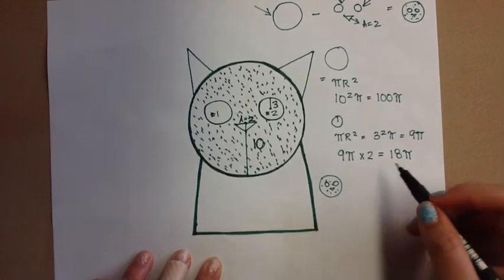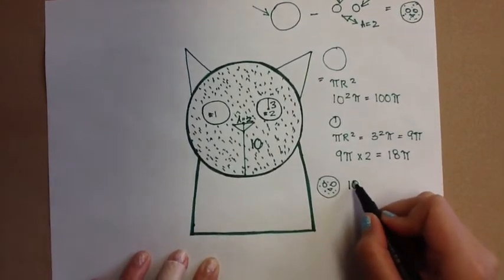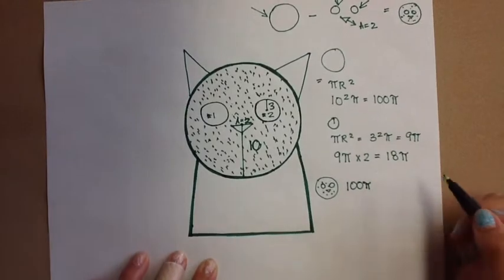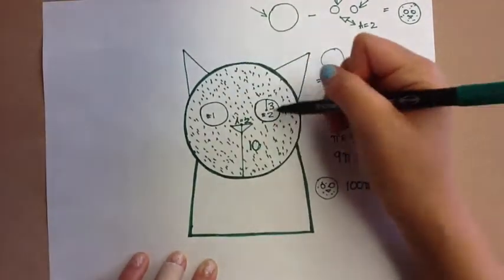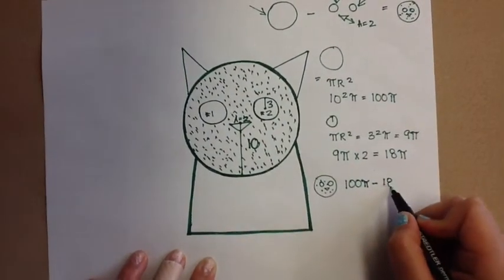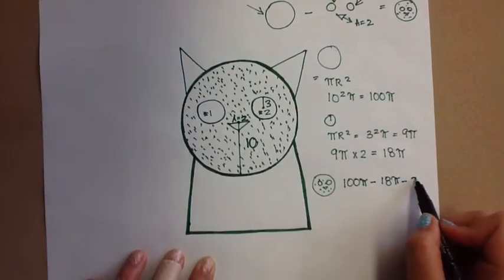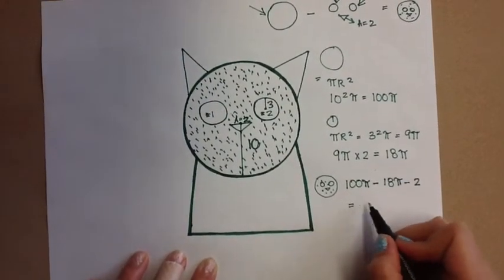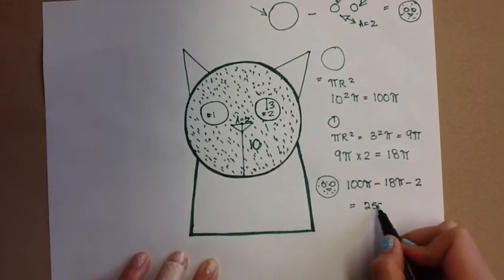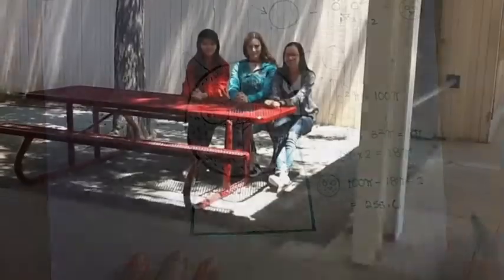So the area of the shaded region equals 100 pi minus the area of the 2 little circles added together, 18 pi, minus the triangle area, which is 2. This answer will be 255.6.